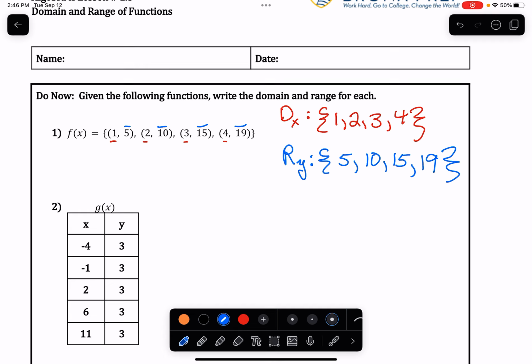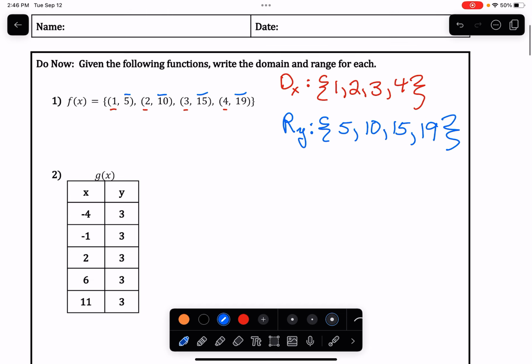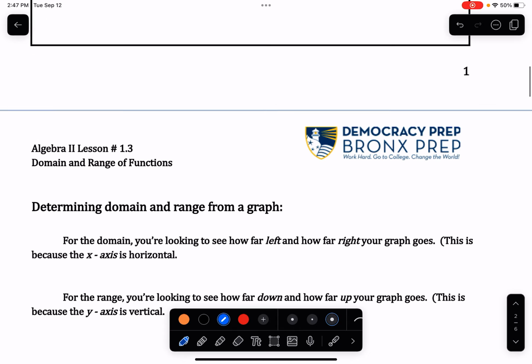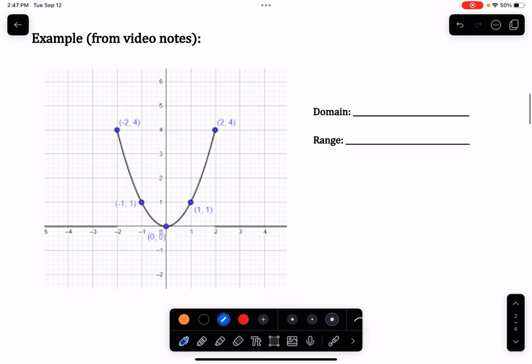You just list them. Using a list is really good if you have a set of points like you have in number 1, or if you have a table of values like you do in number 2. However, you run into a problem when you look at something like this. When you have a graph, you have a serious problem.